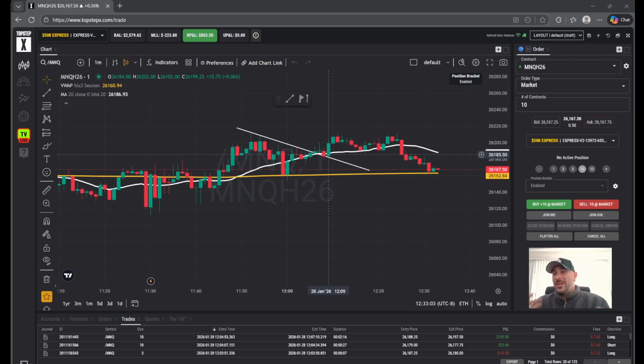You can use the VWAP, look for the break over VWAP, wait for the retest, and then enter in on the confirmation after that.